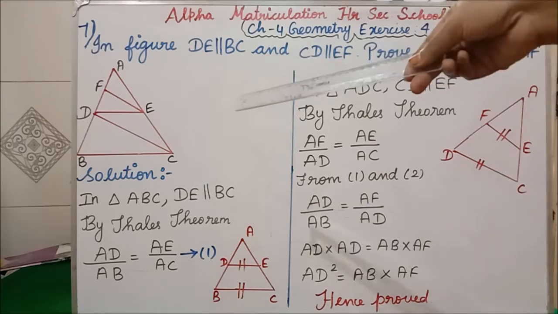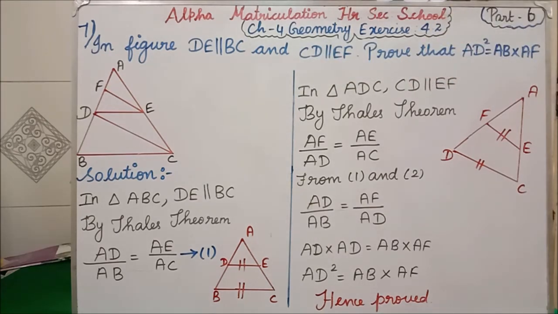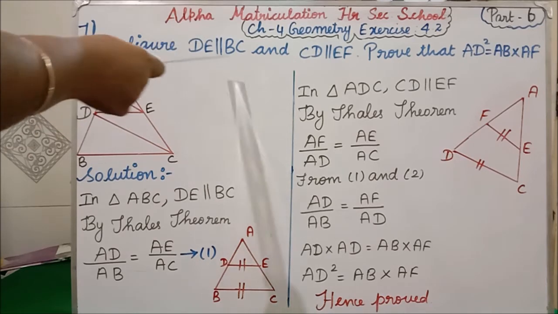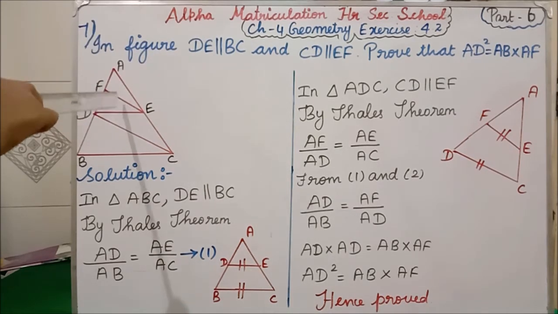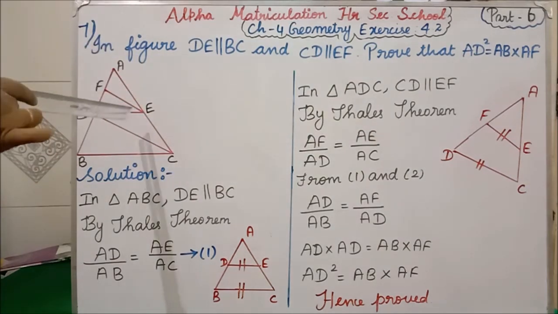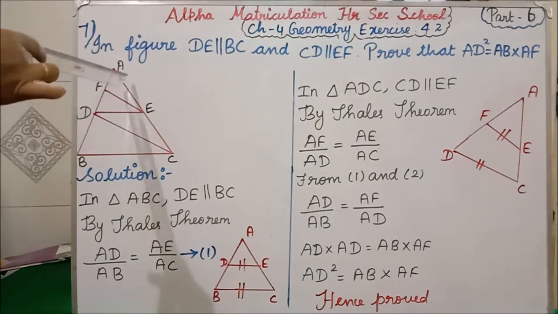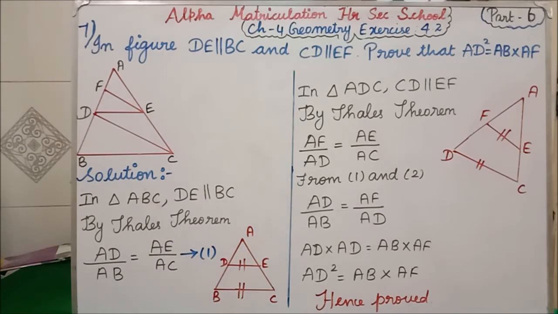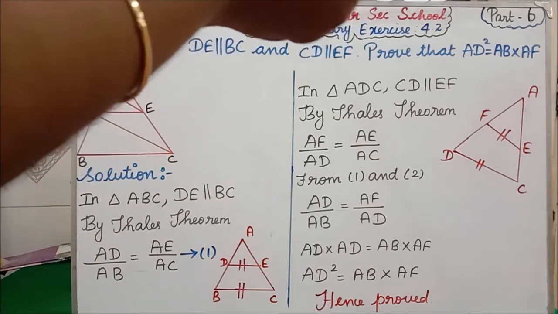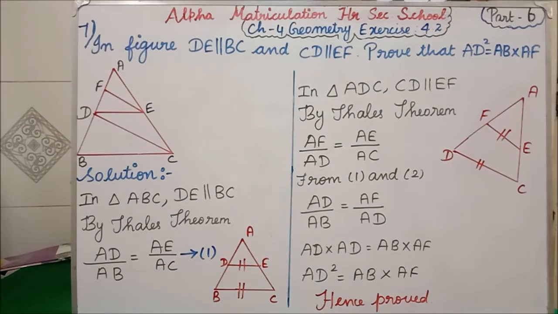They have given the diagram. See what diagram they have given. Students, they have given the figure as ABC. They are telling that DE is parallel to BC, and CD, where we have this line CD, is parallel to EF, this line. When these are parallel, we want to prove that AD square equals AB into AF. Clear? First, the solution.